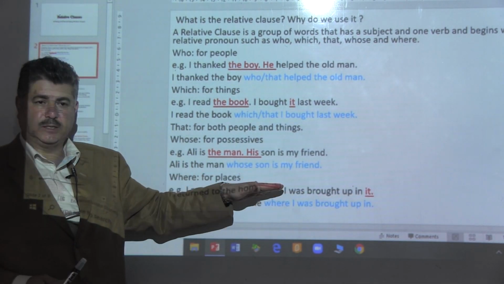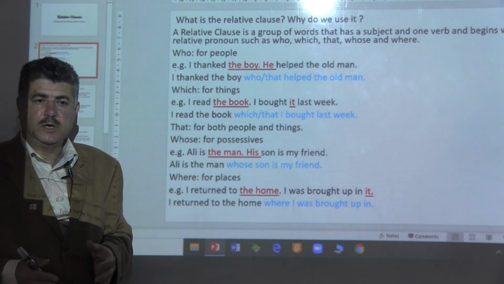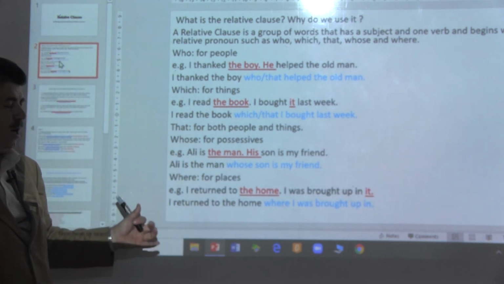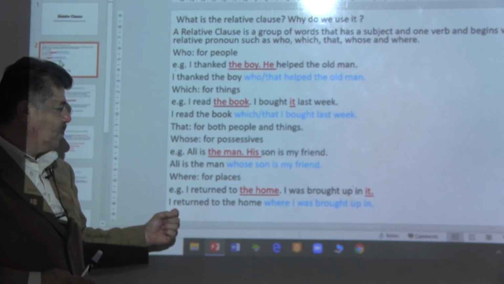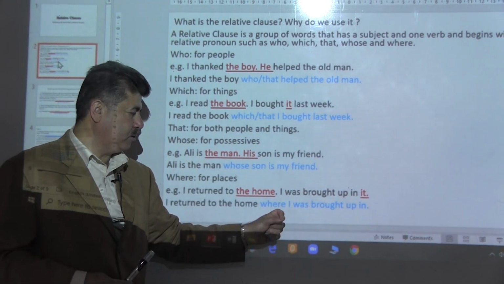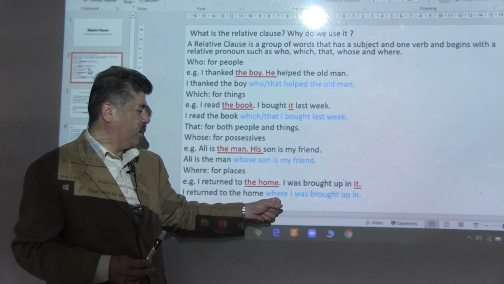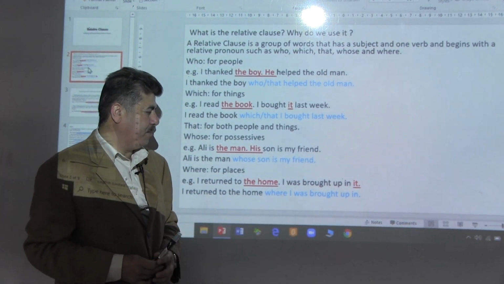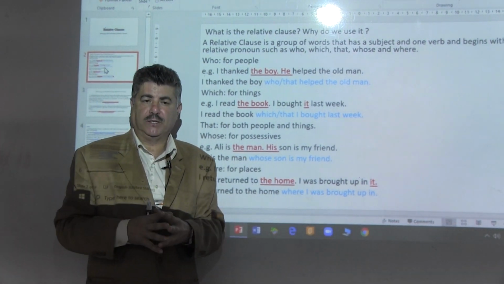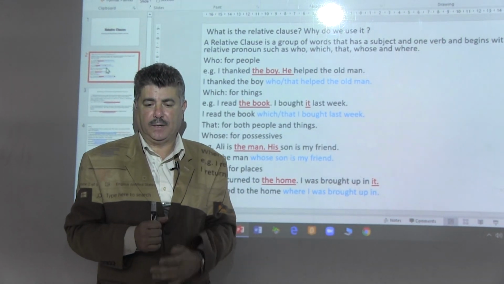So the second sentence originally goes as "I was brought up in that house." So instead of saying "a house" for the second time, I join these two sentences together. It becomes like this: "I returned to the home." I delete "it" and replace it with the relative pronoun "where": "I returned to the home where I was brought up in." So again, these are relative clauses. I join two sentences together to form one complex or long sentence.